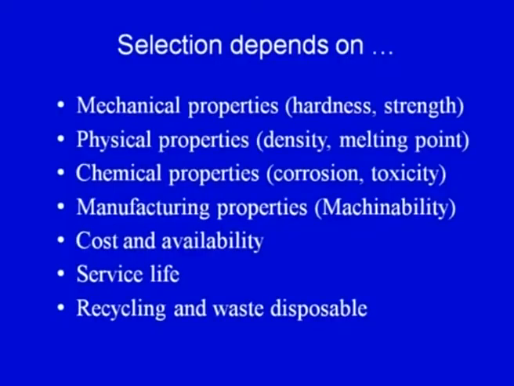So whenever a product is there and there is a variety of materials available, we have to do a judicious selection. So the chemical properties that have to be taken care of during the selection process are the corrosion and the toxicity. There can be other properties as well. Then we have to see the manufacturing properties.